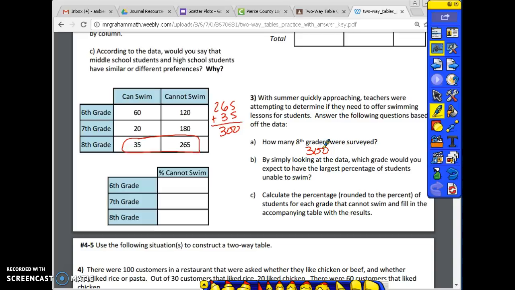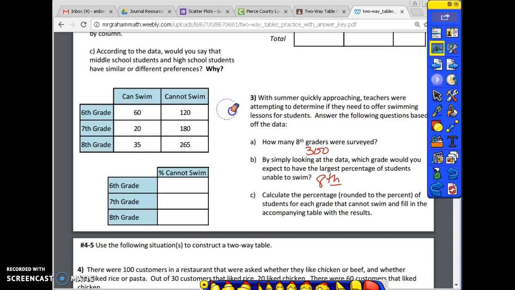Now let's look at B. By simply looking at the data, which grade would you expect to have the largest percentage of students unable to swim? By just looking at it, you would assume that the 8th grade would have the largest number unable to swim because they have 265, which is more than anybody else. But we have to calculate the percentage of students for each grade that cannot swim and fill in this table to see if that is accurate.